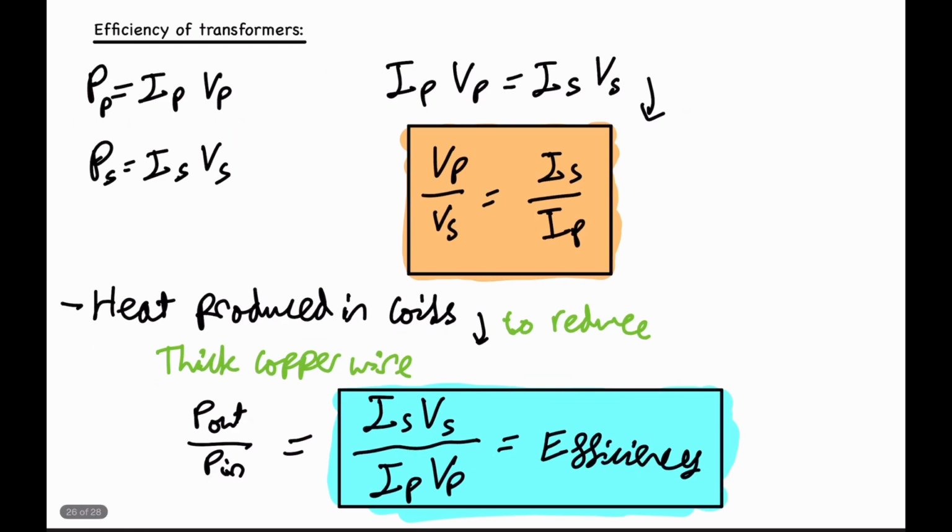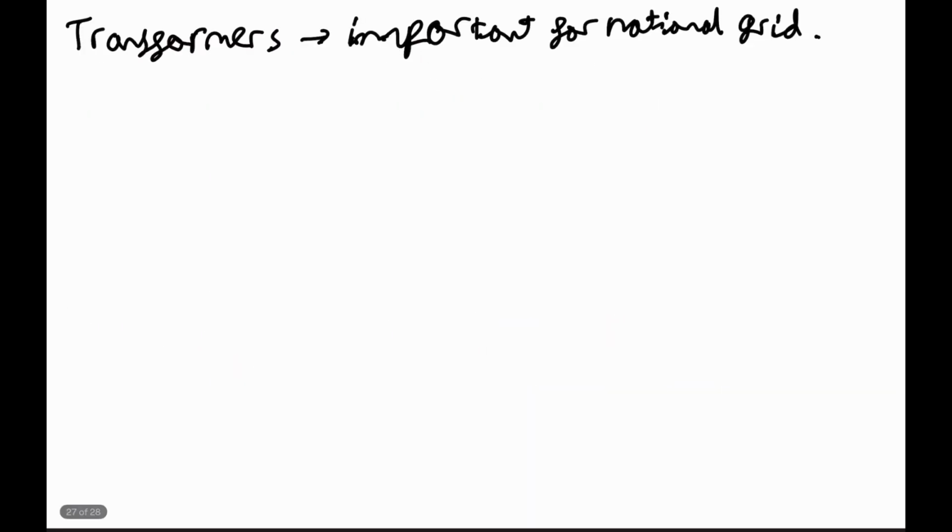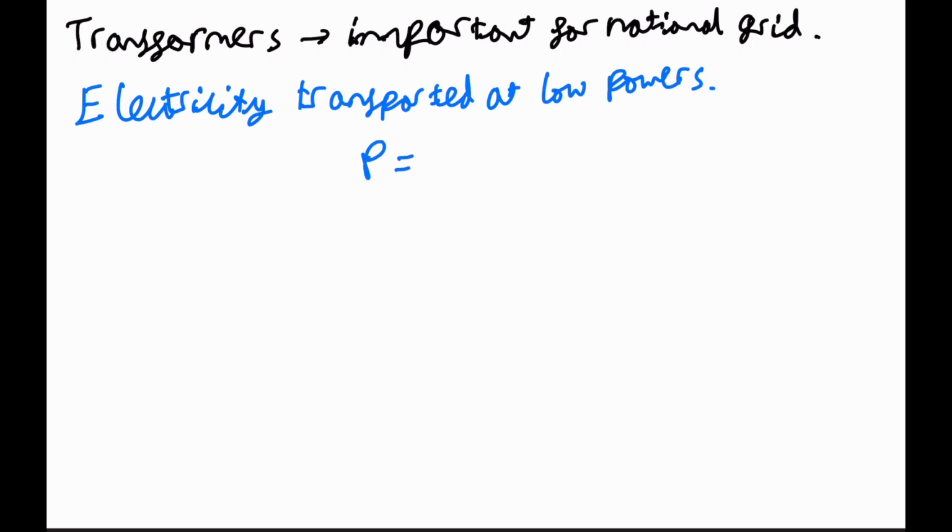So transformers are very important for the national grid, because electricity has to be transmitted at low current to reduce power losses throughout the country. You would rather have a lower current to transfer energy, because power loss is related to I squared R. So the larger the current, the larger the power losses. If your current is very high, to keep the same power, you would need very high voltages if you have a low current. And this is to maintain power.